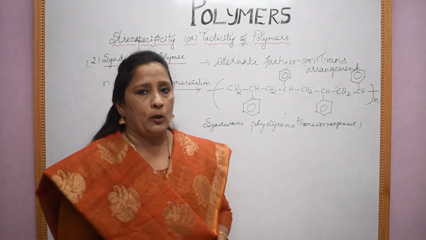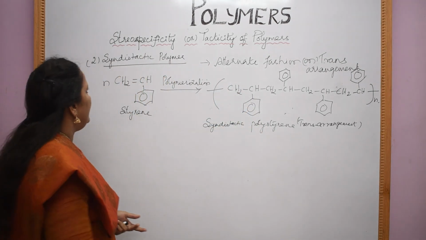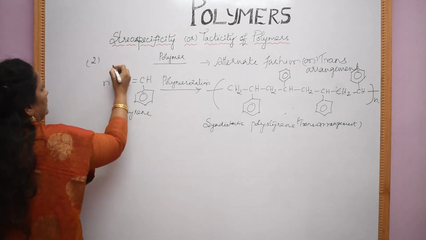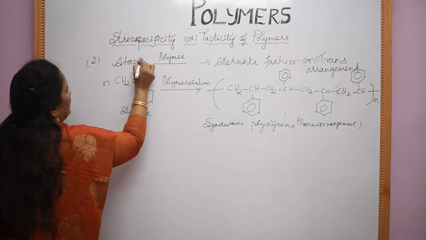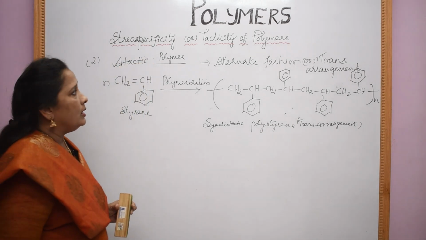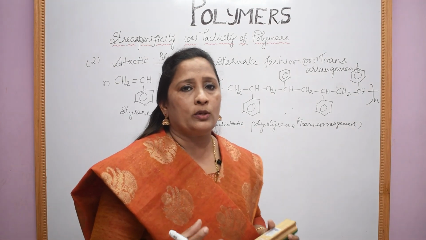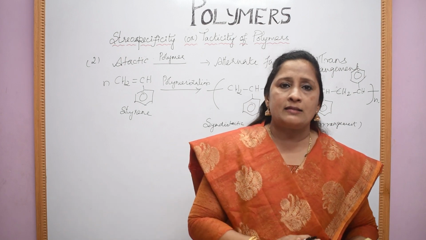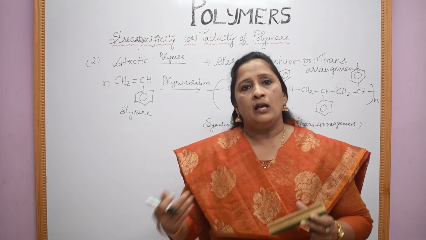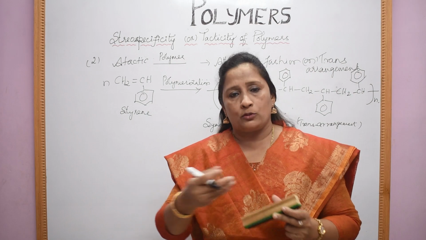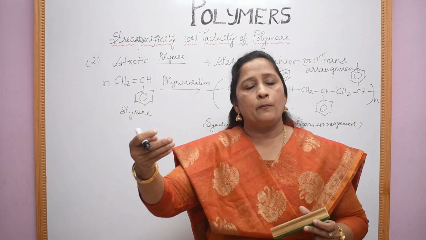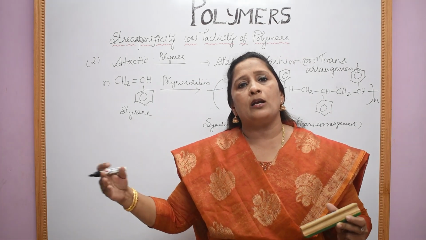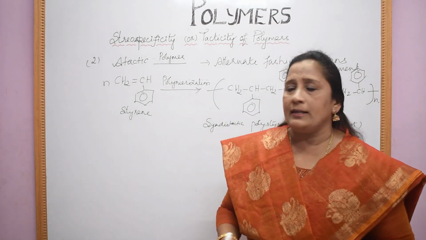So, let us know what is meant by atactic polymer. The third one is called the atactic polymer. So, what is atactic polymer? If the functional groups of the monomeric units are arranged at random, there is no regular arrangement. It is neither in the cis arrangement nor the trans arrangement. Two groups may be down, the third group may be up, the fourth group may be up, or it can be down. So, if the groups are lying at random, we call it an atactic polymer.